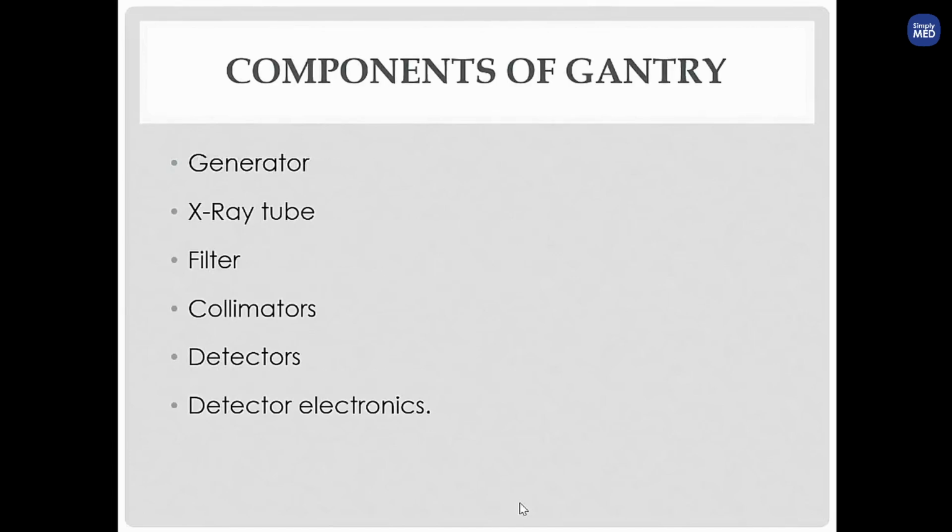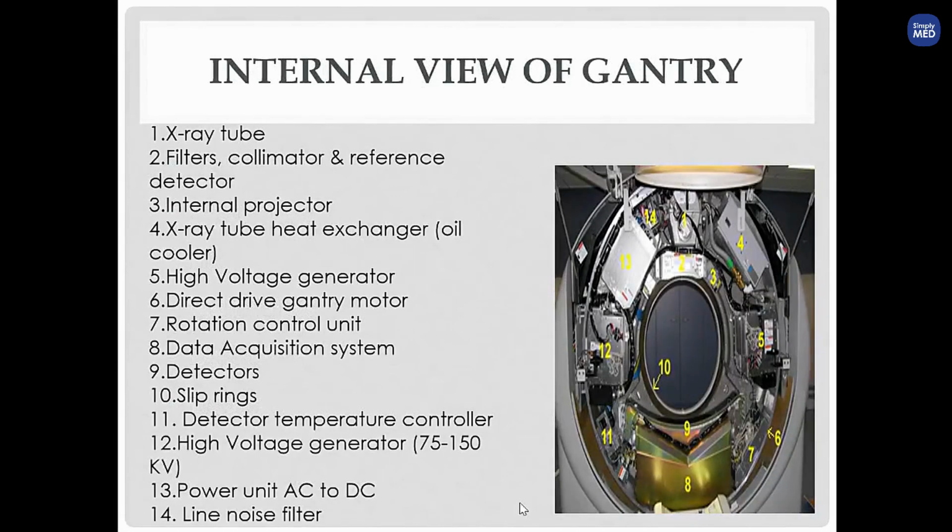Other components of the gantry are the generator, X-ray tube, filters, collimator, detector, and detector electronics. This is the internal view of the gantry. If you have worked on a CT system, or seen one during academic study when it was opened, this will be familiar. Here we have the X-ray tube, the filter, collimator, and reference detector.